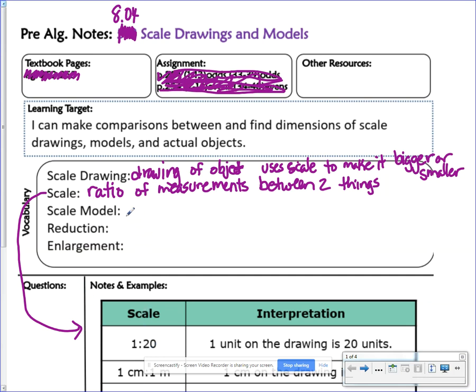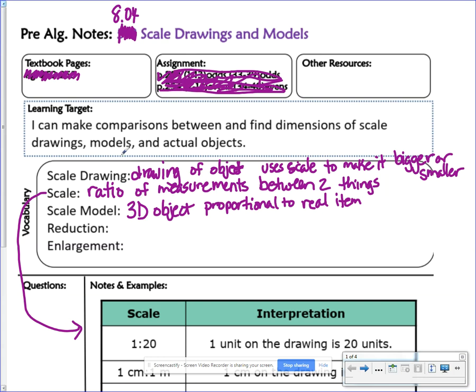A scale model is some sort of three-dimensional object, or I guess we could say model, that is proportional to the real thing. It's proportional to the real item. Toys are a great example of this, whether you have Matchbox cars or Tonka trucks or dolls or furniture, a dollhouse. Gosh, there are just tons of things toy-wise that represent scale models completely.